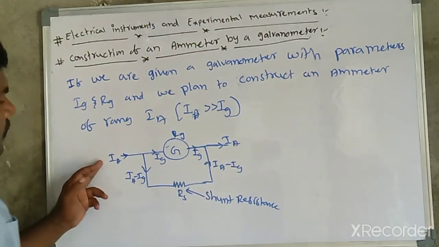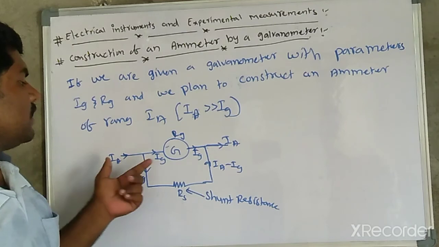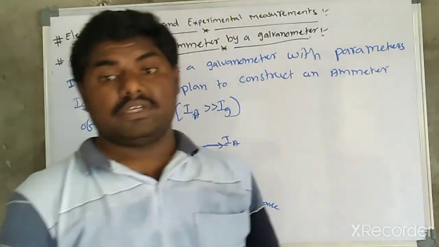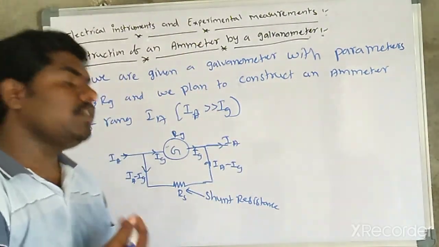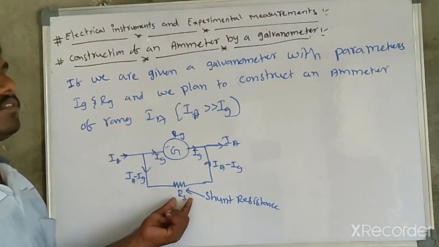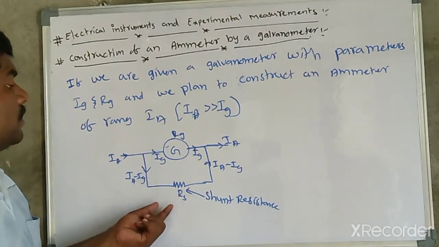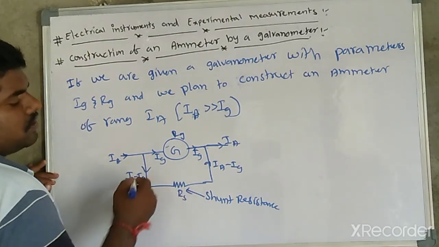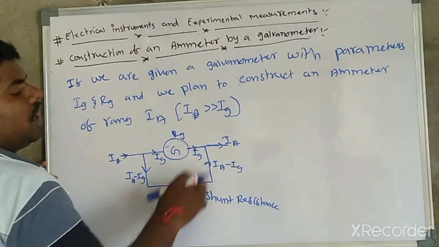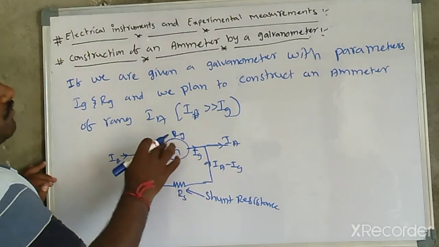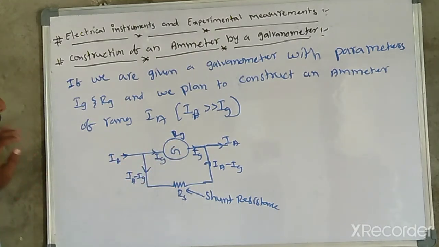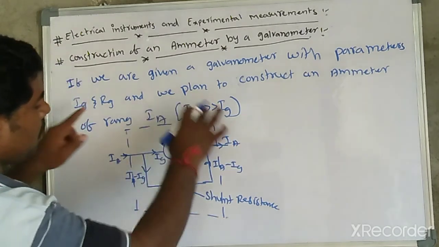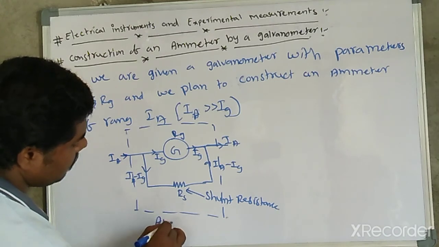The total current Ia is bigger than Ig. If the whole current passed through the galvanometer, the galvanometer would be damaged. To overcome that damage, we connect a resistor in parallel to it. This resistor has a very small value compared to the galvanometer, so more current passes through the shunt, and it is constructed like this. Some deflection is also there. This total combination, the dotted box, we call the ammeter.